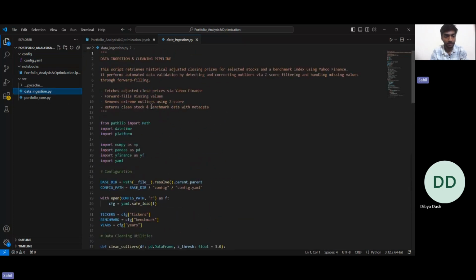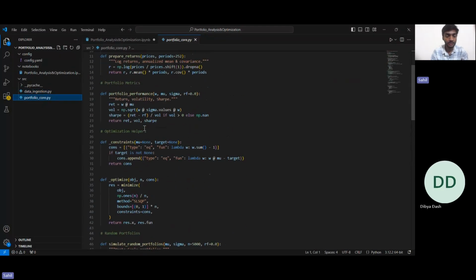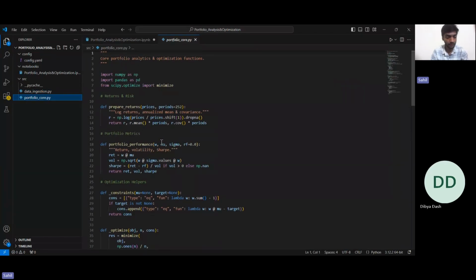In the ingestion file, we fetch historical price data and clean it before analysis, and we handle missing values and any outliers detected, and then we pass this data to the main file, which is portfolio core. This is the core file of this project. Here we do all the mathematical calculations like return calculation, risk metrics, covariance matrix computation, and portfolio optimization logic.